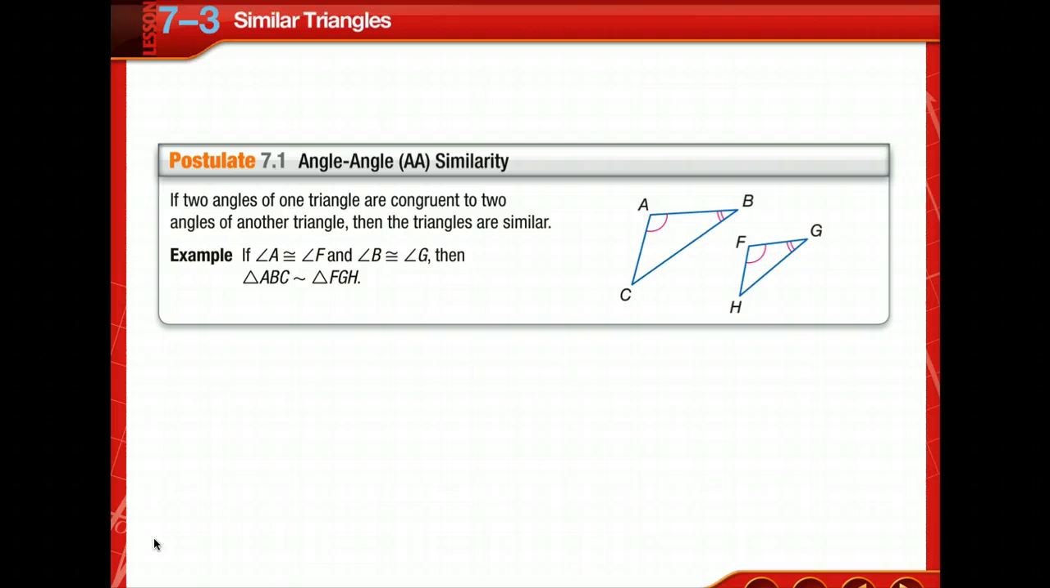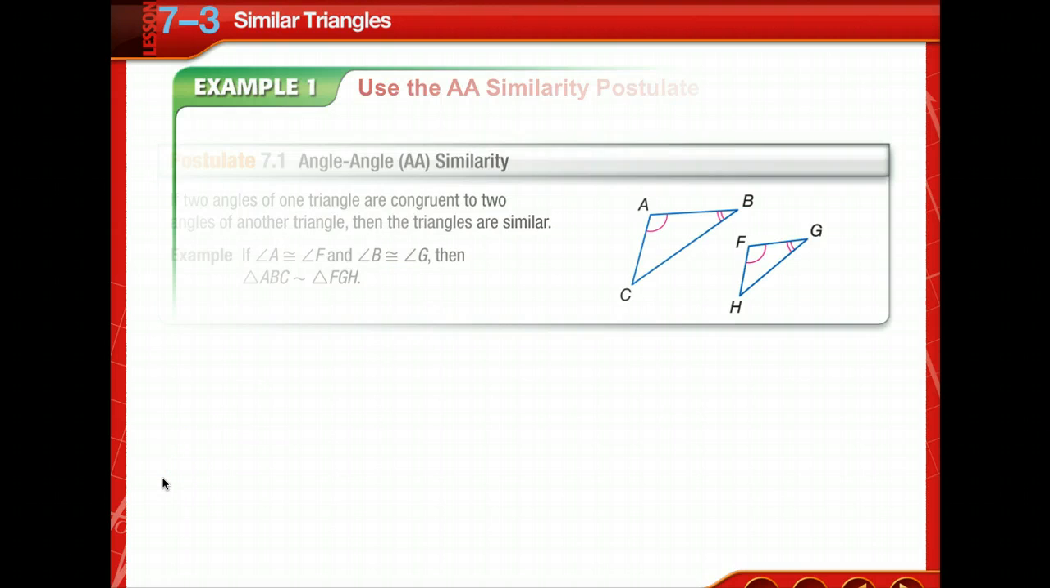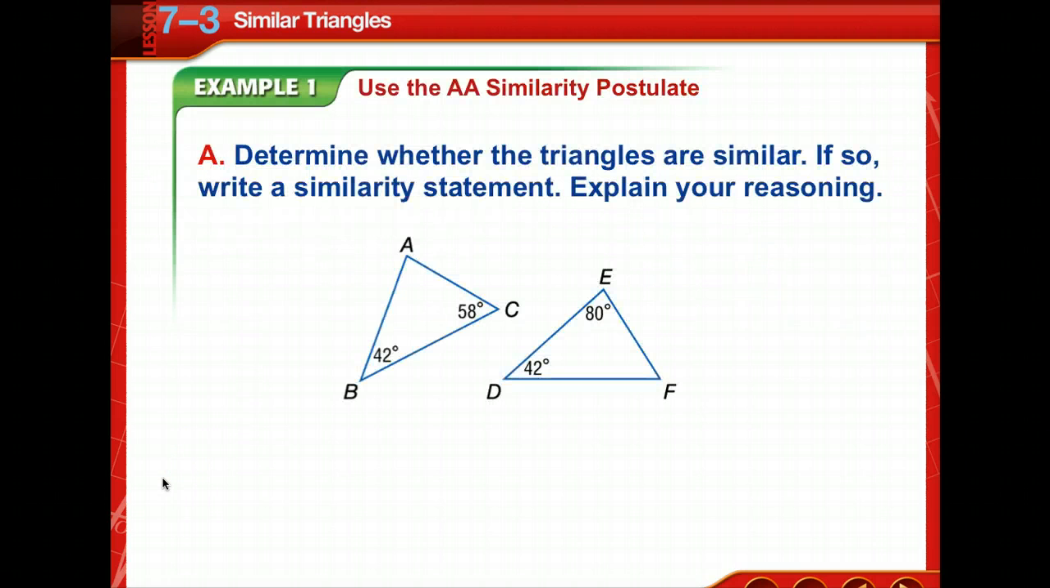First of all, we have angle-angle similarity, and it is a postulate that says if two angles of one triangle are congruent to two angles of another triangle, then the triangles are similar. So we're going to use the angle-angle similarity postulate in these practice examples. We're going to determine whether the triangles are similar, and if so, write a similarity statement and explain our reasoning.